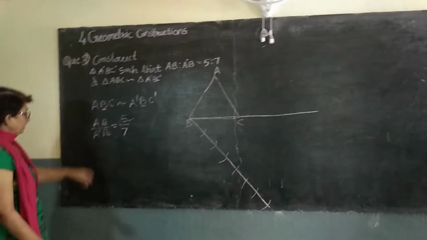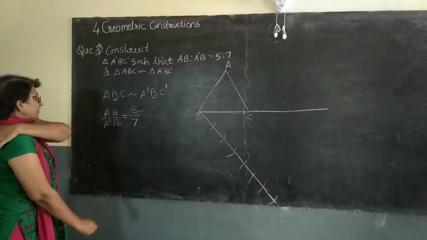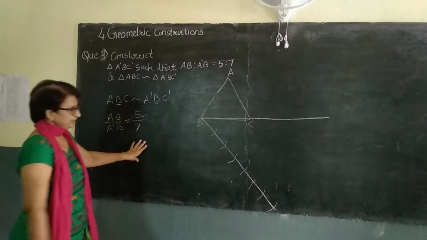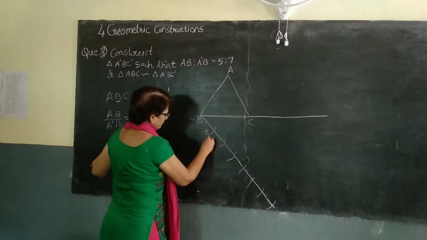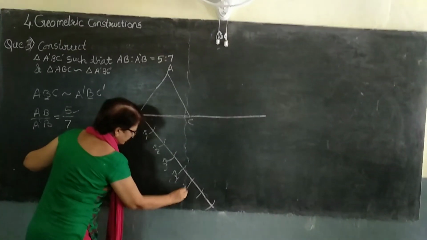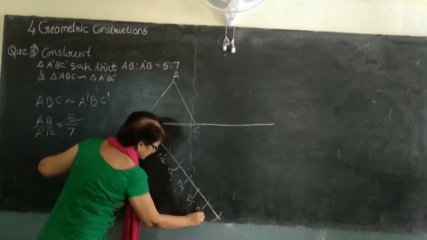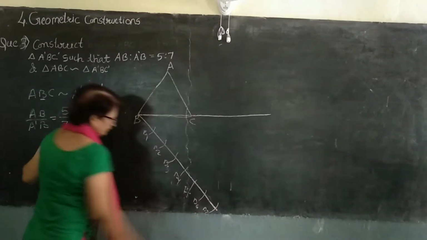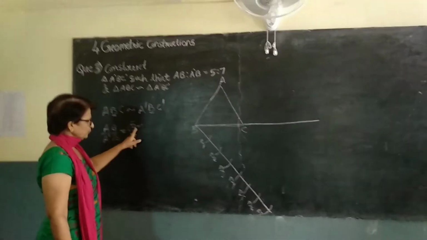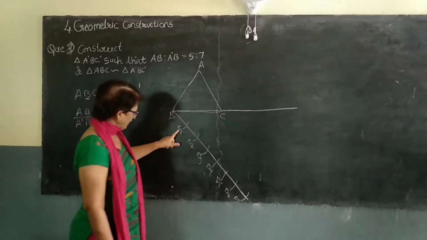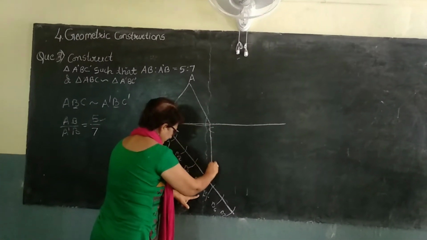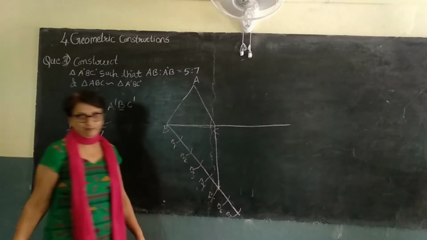Okay. Now AB will be how much? This is BC. So BC will be how much? 5 parts, right? So 5 parts will be B1, B2, B3, B4, B5, B6, B7. So how much is it? The first AB is 5 centimeter, so BC is 5 centimeter. So 1, 2, 3, 4, 5. So we will join this because this is 5 parts.